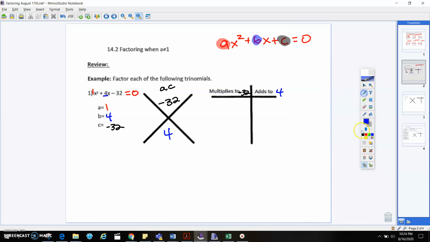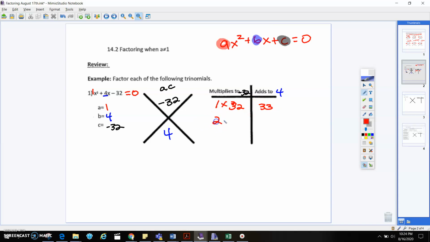Okay? So I'm going to list out my factors of 32. Okay. So let's do that really quick. Let's list out our factors of 32. So 1 times 32. Ooh. The pen's going a little crazy. 1 times 32 is going to give me 32. But if I add it together, that's going to give me 33. And that one doesn't work.